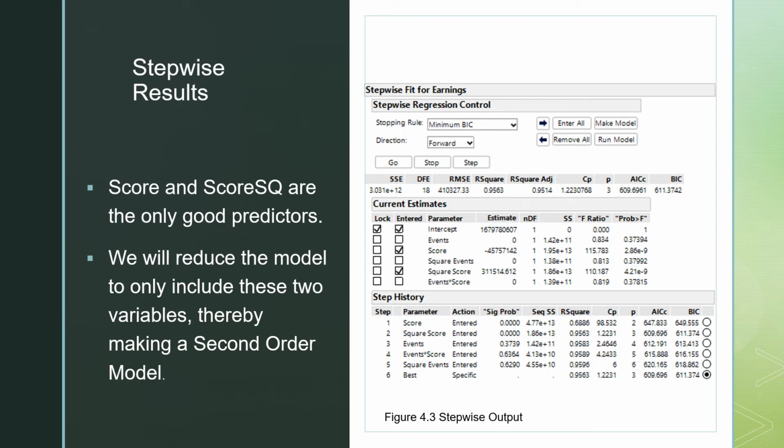When I let stepwise help pick out what to keep and what to throw out of the model, I discover when I click on Go that it checks only score and score squared. So events really didn't help predict anything in the model. So I'm going to rerun the model. And the very best predictor that comes in step 1 is score, then score squared, and that will reveal the best model with R squared of 0.9563.